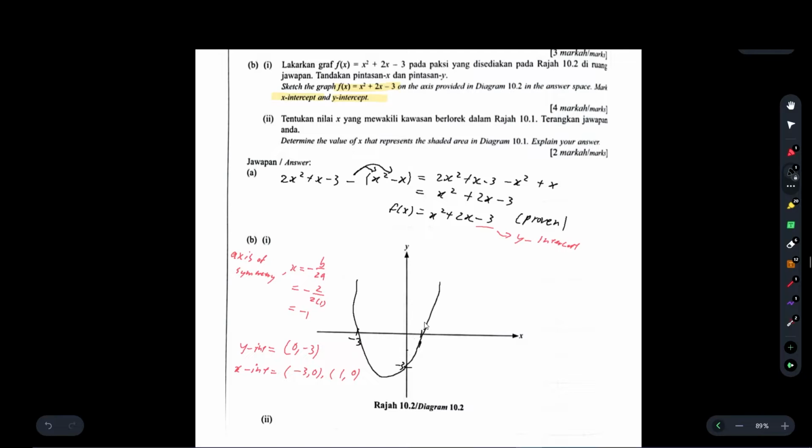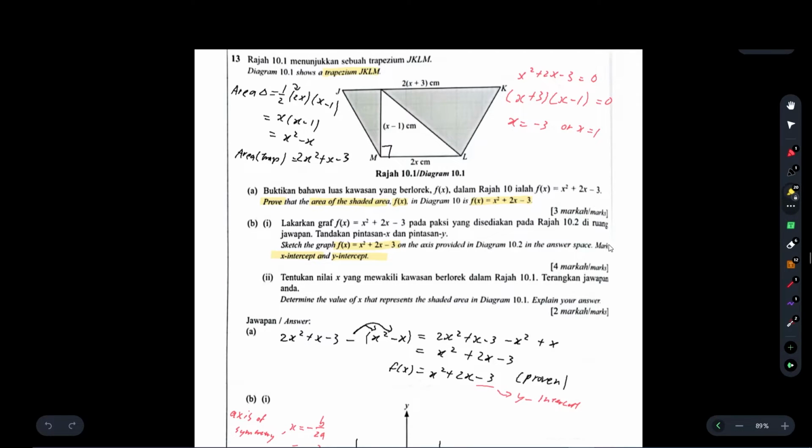Okay, so it's something like this. My hand is kind of shaky, hope you don't mind. Okay, so the axis of symmetry is here, -1, right here.